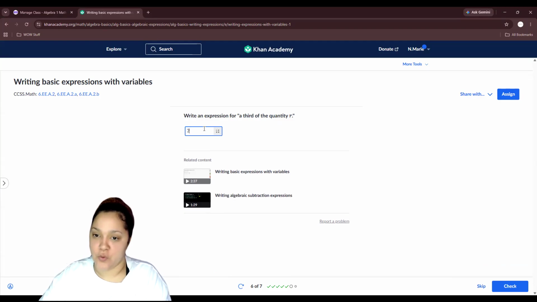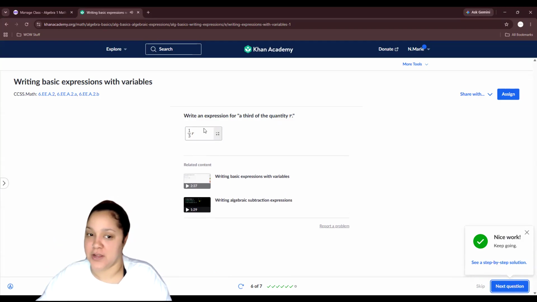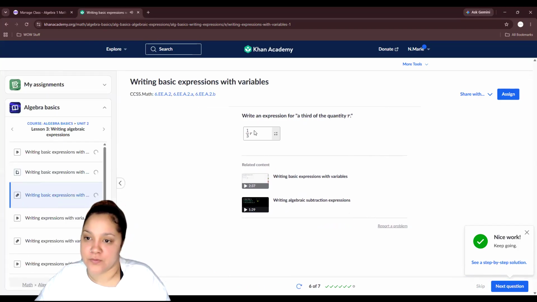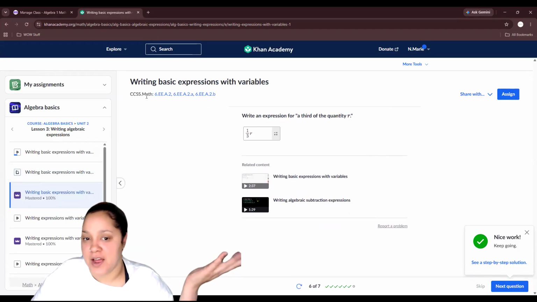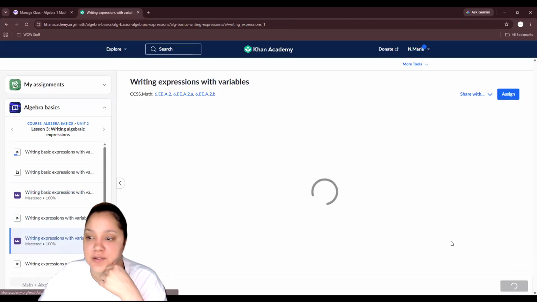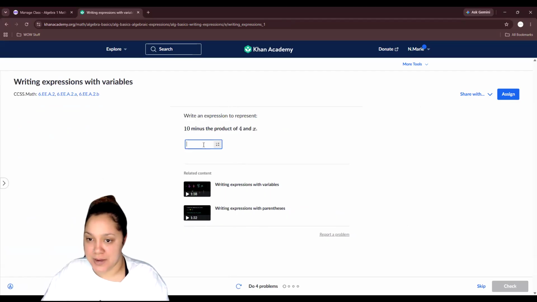A third of the quantity of r. Okay, that's a tricky one. Of also means to multiply in math. You know, like when you do percentages in the future, what is 3% of 5? That means to multiply. And so here, they might get a little trickier. D minus the product. So make sure product is first. Product means to multiply. And then you're going to minus.